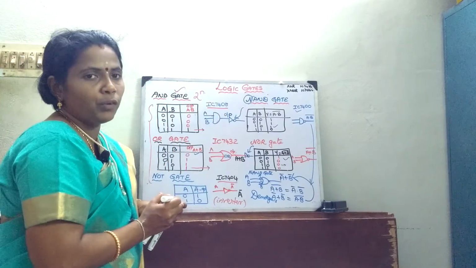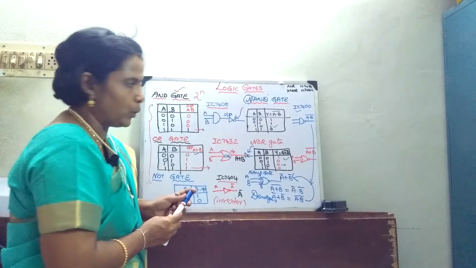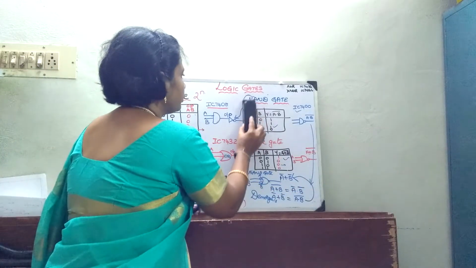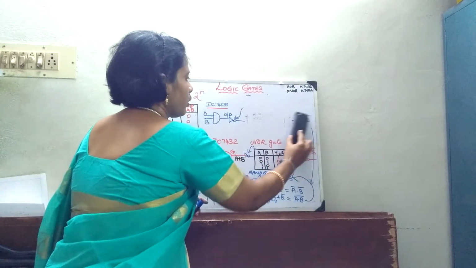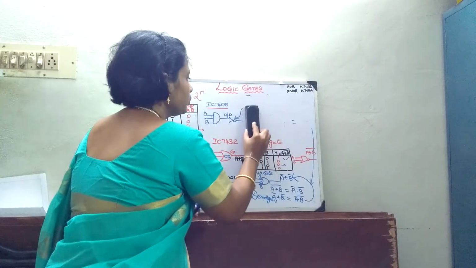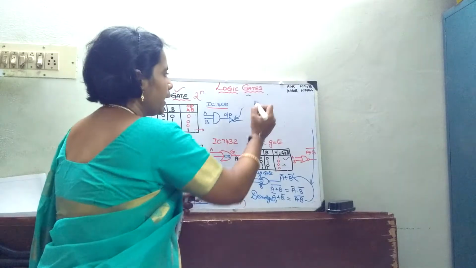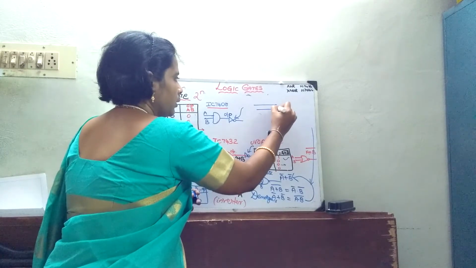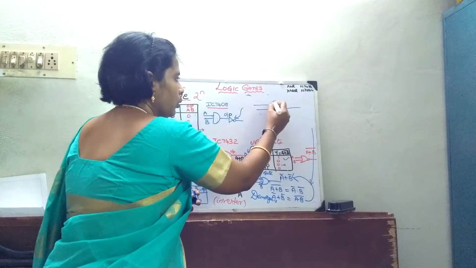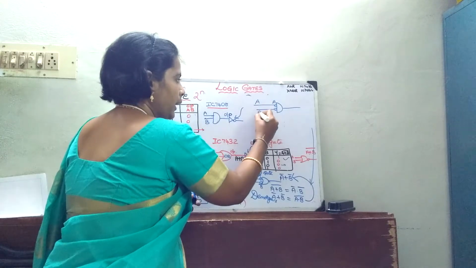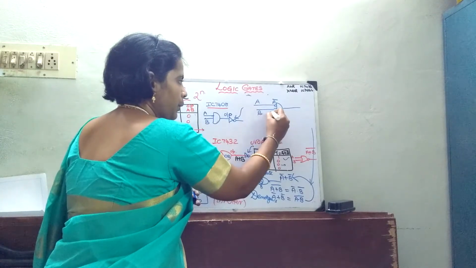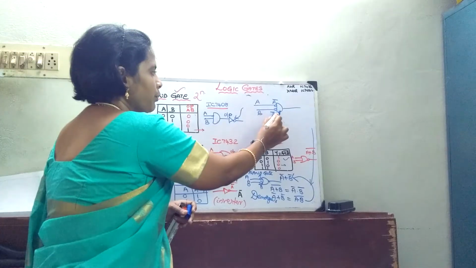Similarly, we can do it for your NOR gate also. So for the NOR gate, if the inputs are A and B, here it is A bar, B bar. So what is the function of your AND gate here?